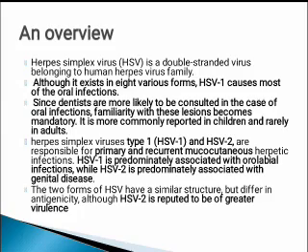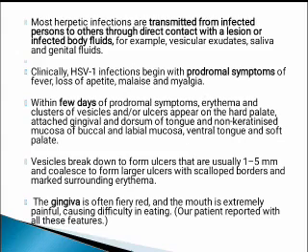Now, herpes simplex virus type 1 and type 2 are responsible for primary and recurrent mucocutaneous herpetic infections. Herpes simplex virus 1 is predominantly associated with orolabial infections, while herpes simplex virus 2 is predominantly associated with genital disease. The two forms of herpes simplex have a similar structure, but herpes simplex virus 2 is of greater virulence.